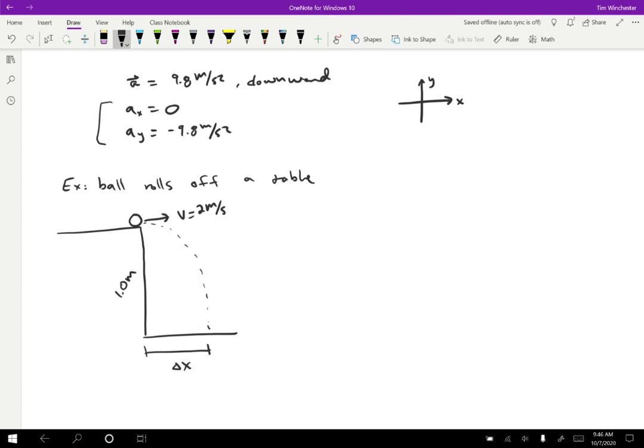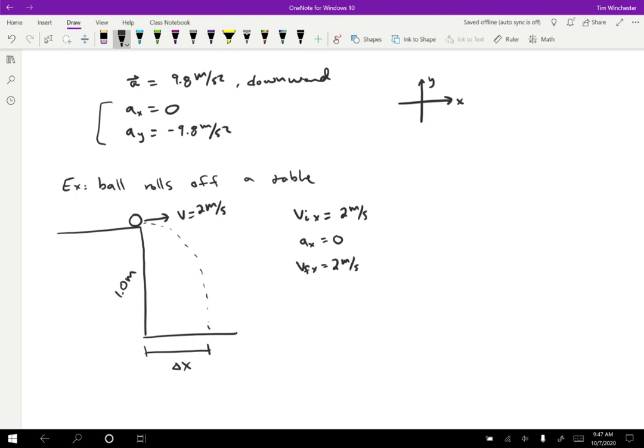So what we want to do to solve this or any projectile motion problem is consider the x and y motions separately. So I'm going to start with x. The initial velocity in the x direction is going to be 2 meters per second, because that's given. And again, we know it's horizontal because it's rolling off of a flat table as the projectile motion begins. The acceleration in the x direction is going to be zero, because the only force that's on the ball is gravity, and gravity pulls the ball downward. Because the acceleration in the x direction is zero, that means that the final velocity is going to be the same as the initial velocity. That's not going to change during the motion.